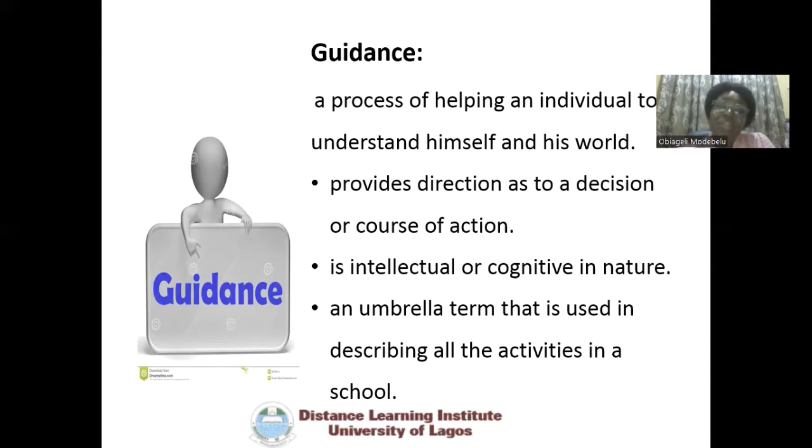Guidance is an umbrella term that is used in describing all other activities in a school system through which direction, guidance, and assistance are provided for clients or students to see to it that they succeed in the reason why they enrolled in a school environment. One of the services that are under guidance is counseling. There are other services which you will get to learn in the course of your study.